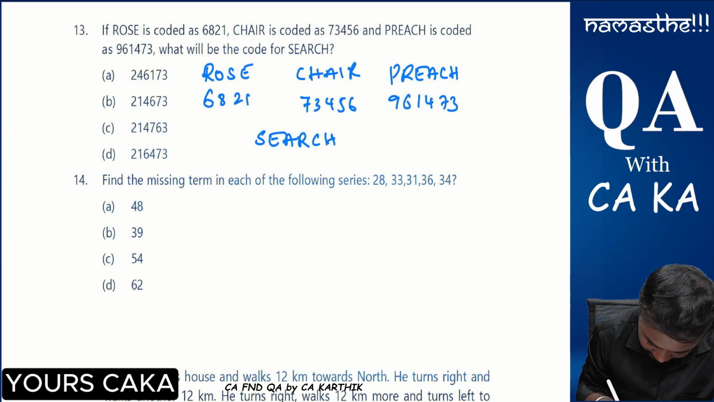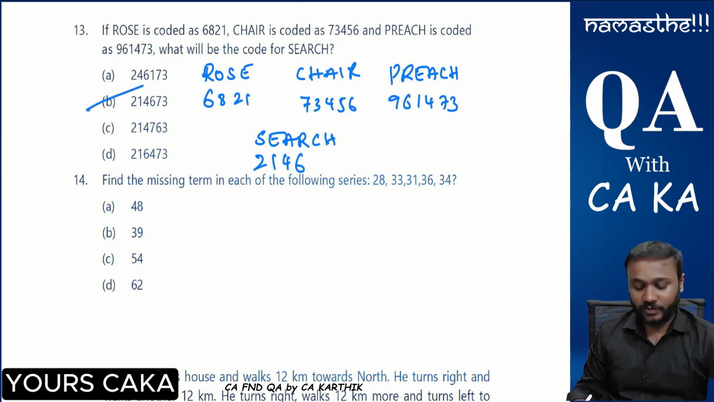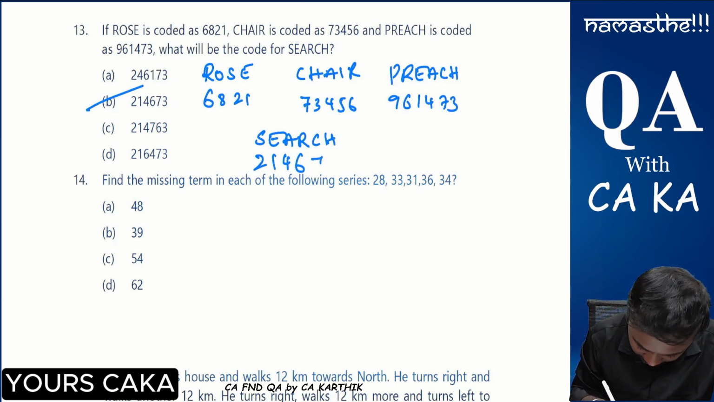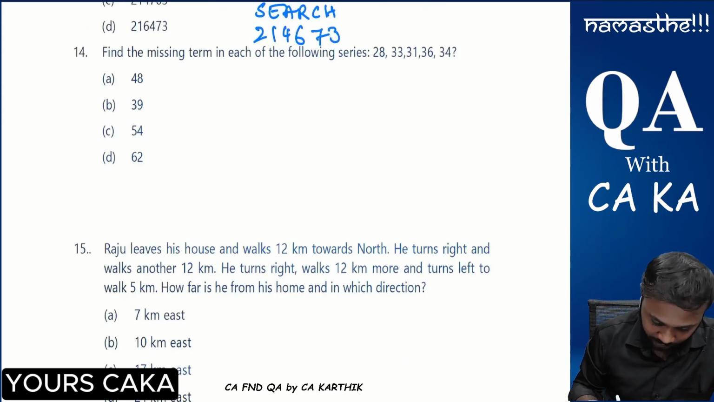So if you see R is 6, S is 2, E is 1, A is 4. So 2146, everything is the same. 2146, this is the only option. Option B is the right answer because straight away, if you want, you can cross check. C is 7 and H is 3. Simple.